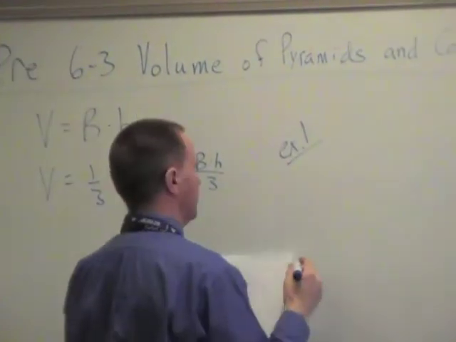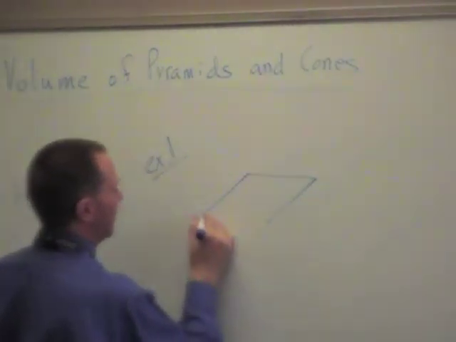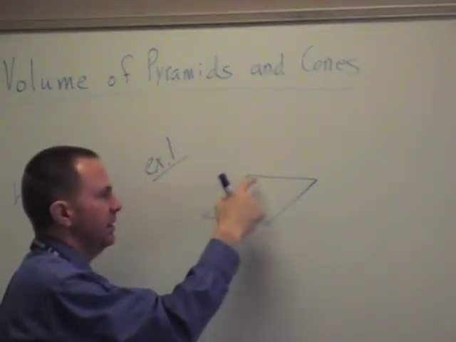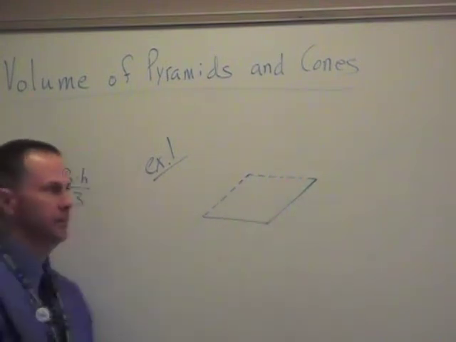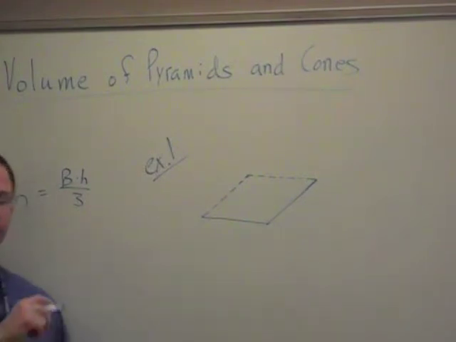First example, everybody draw a parallelogram. Wait a minute, before you start. Okay, this needs to be a rhombus. The back side is dotted. Everybody draw a parallelogram. All the sides have to be the same length. So it's a rhombus. Can I do that? Awesome.